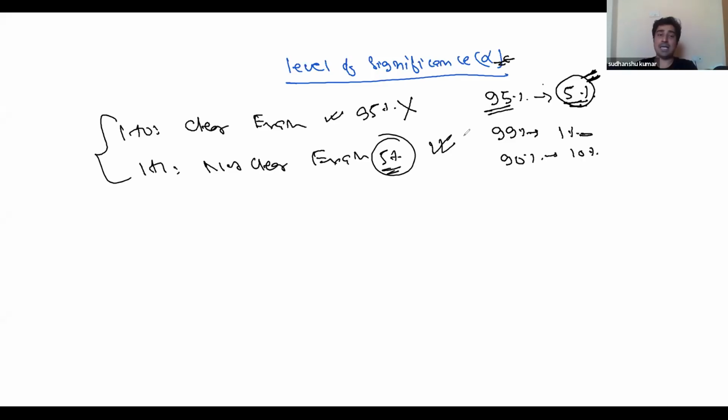So what is the probability that your null hypothesis is going to be incorrect? 5% in this case, the 95% case. In the 99% case, what is the probability that your null hypothesis is going to be wrong? There is only 1% probability. So whatever area comes inside the 1%, that is the final probability that I will be able to give. As simple as that. So it's completely fine. Now I think we know the meaning of a level of significance.